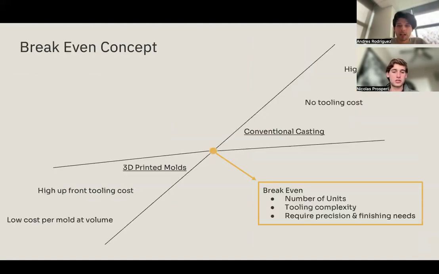Then is the break-even concept. This is the introduction. Economically, the decision between the two depends heavily on the break-even point. Conventional casting has a high upfront tooling cost, but low cost per unit once production begins. 3D printed molds have no tooling costs, but each mold is comparatively expensive. So the break-even point depends on the number of units, the tooling complexity, and the required precision and finishing needs.